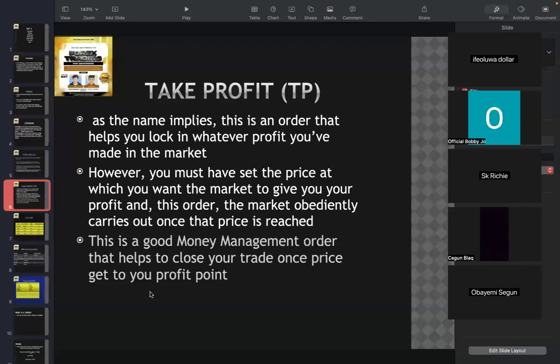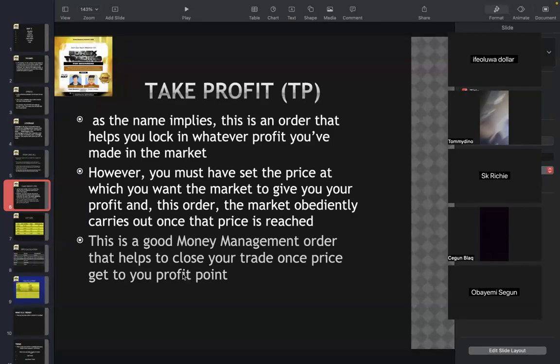So it's the same thing, they are just opposites. SL means stop loss, for when you are in loss. Take profit is the opposite. This is an order that helps you lock in whatever profits you made in the market, whether the market goes up or down, buy and sell.